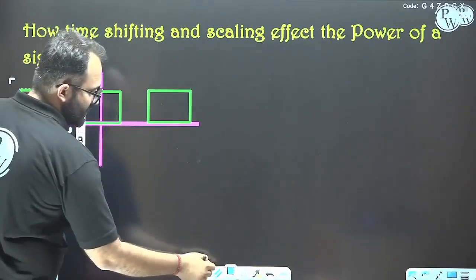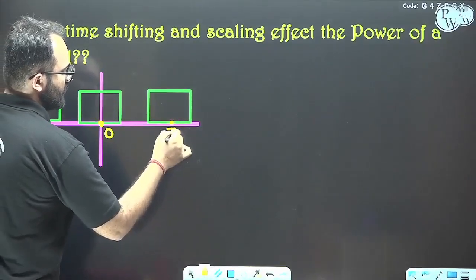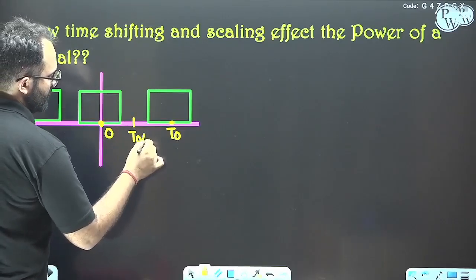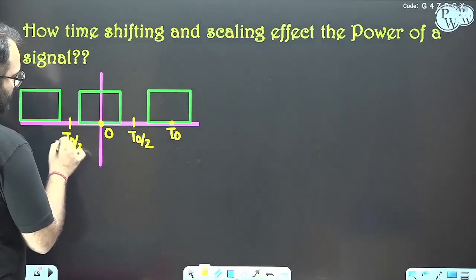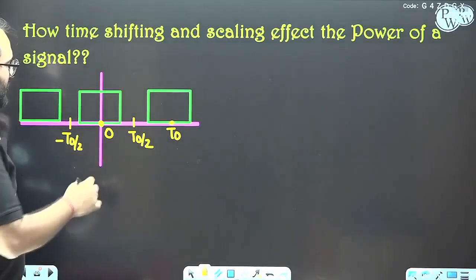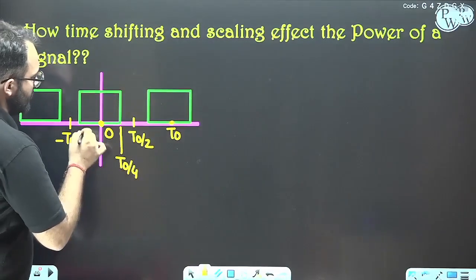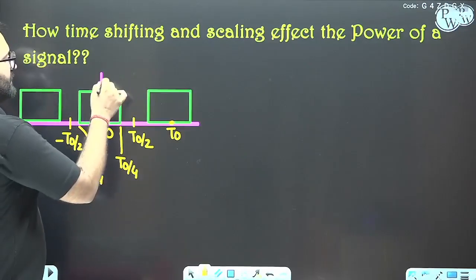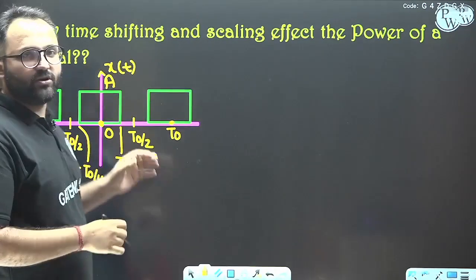Suppose this is a periodic signal and it is rectangular. It spans 0, T naught, and T naught by 2 with a minus sign. This location is T naught by 4 and this location is minus T naught by 4, and the height is A. This is your signal x(t). Let us assume that, and it is a periodic signal.